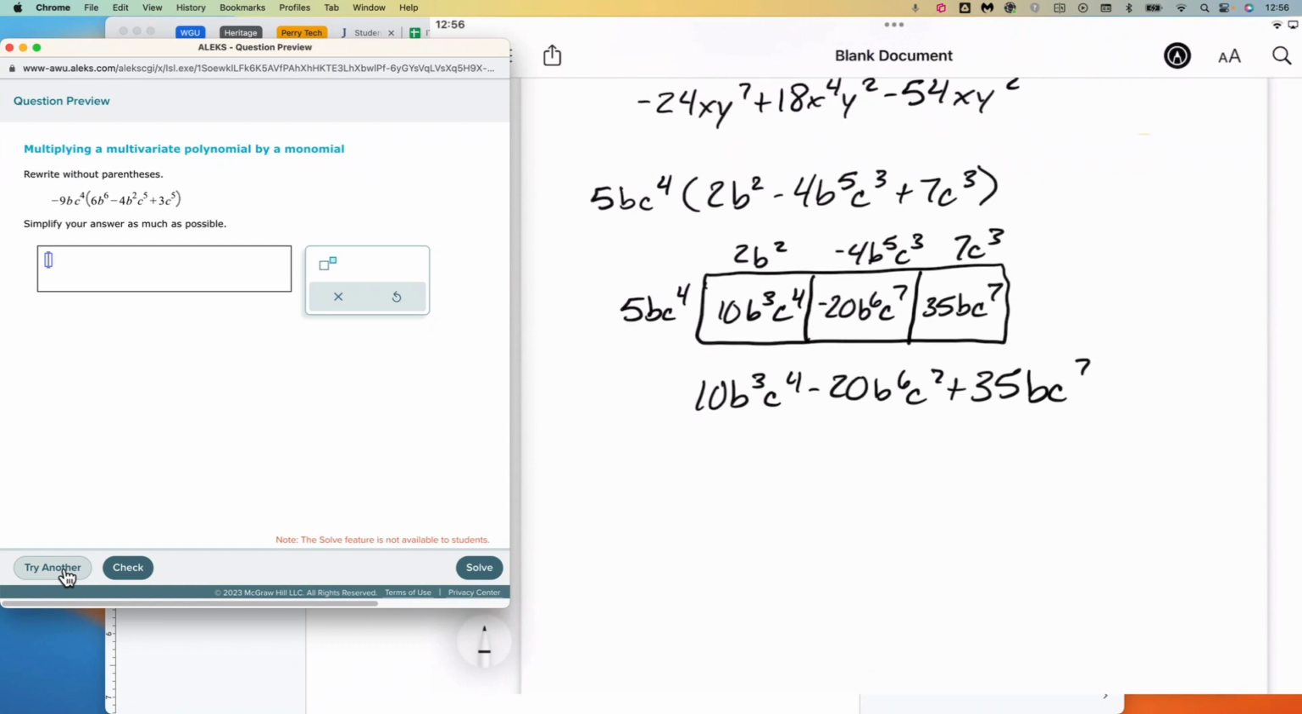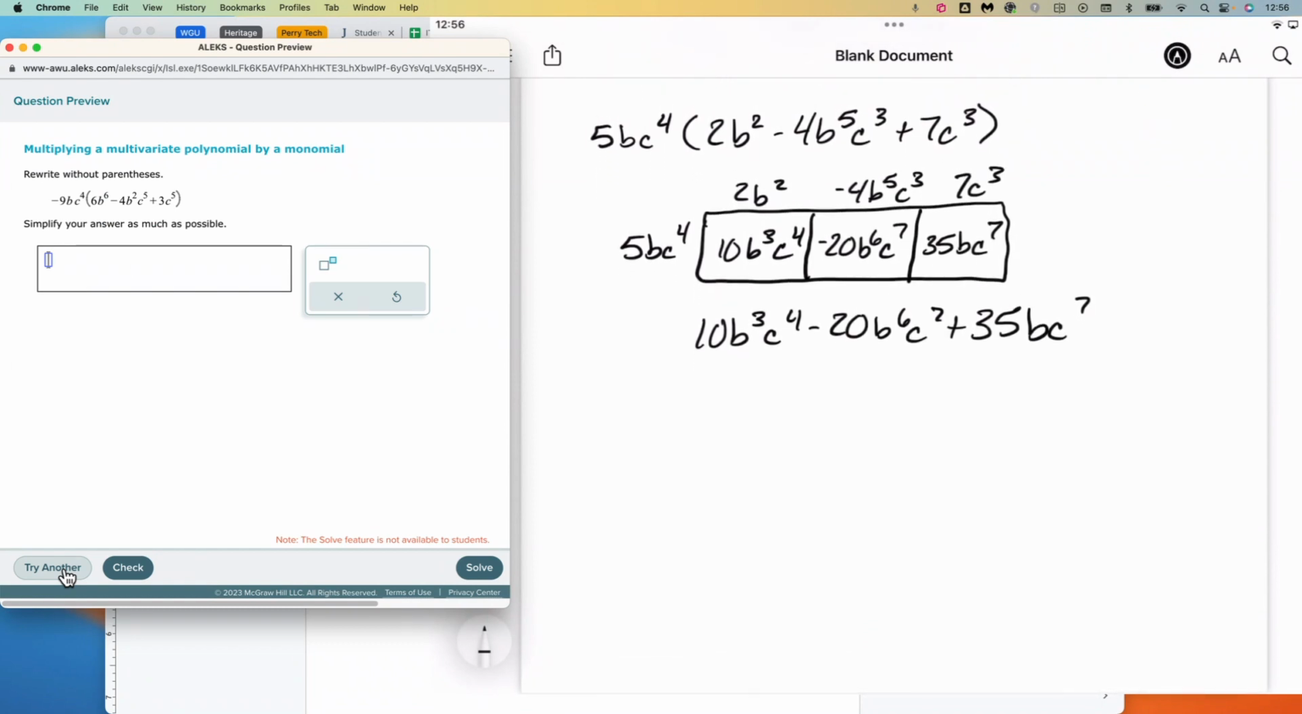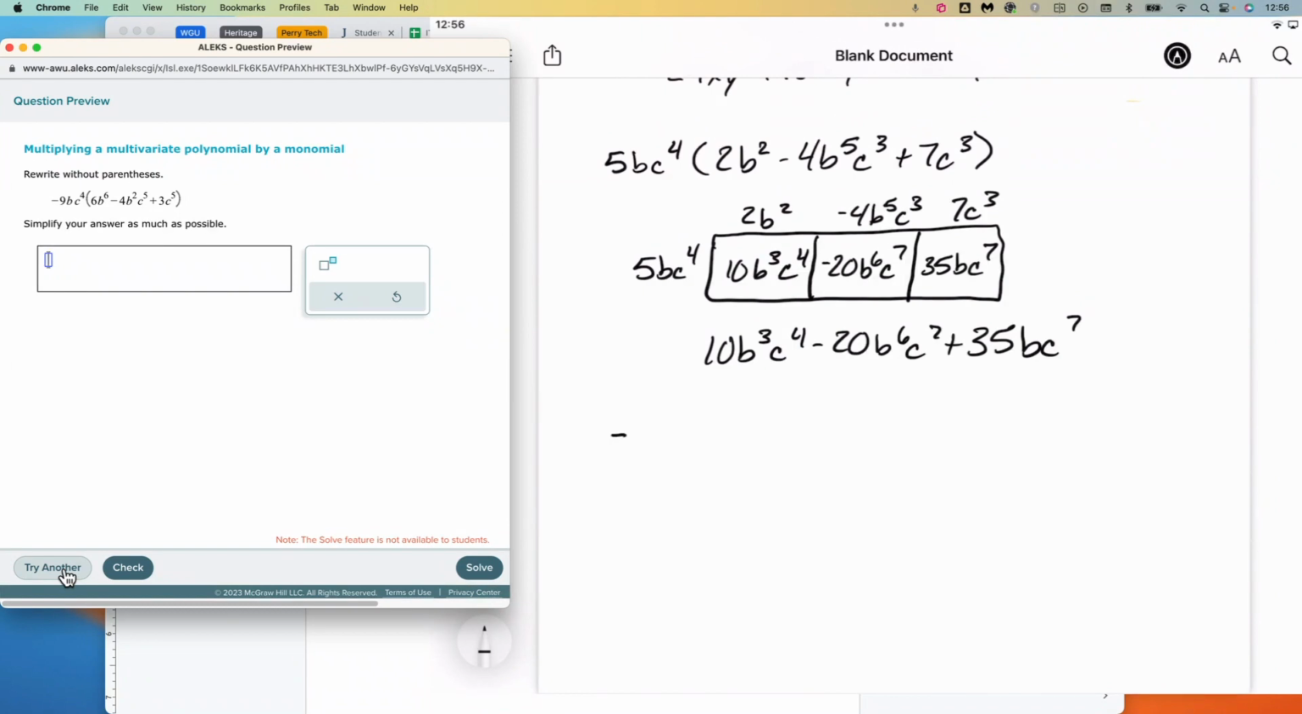So we are going to try another. Just saving myself typing things in here. We'll do one more. We have negative 9bc to the fourth times 6b to the sixth minus 4b squared c to the fifth plus 3c to the fifth.